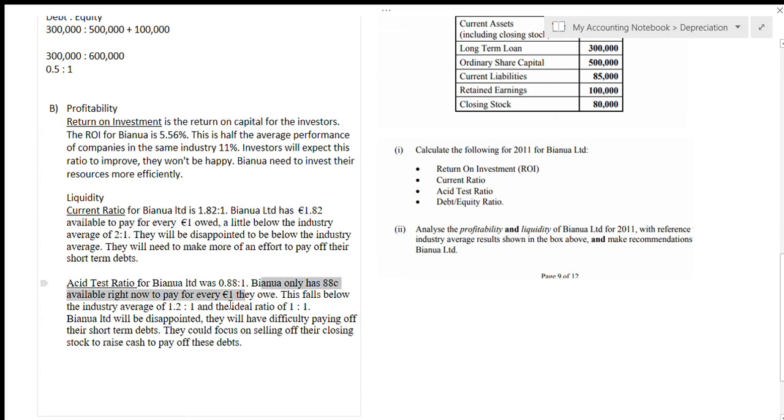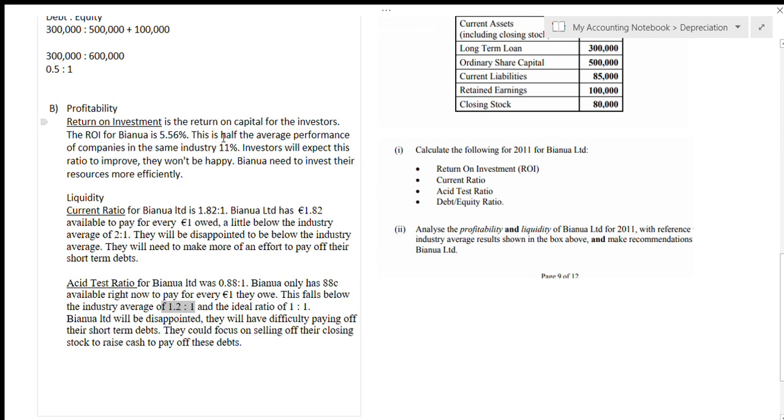And then I've compared it to the industry average. And in some cases as well, you could also compare it to an ideal ratio. If it's below the ratio, you're obviously going to presume they're going to be disappointed, especially for these ones. They're going to be disappointed because they don't have enough money available or they're not getting a high enough return. Obviously, if they're disappointed, you can say that they're expected to improve this and give a reason.